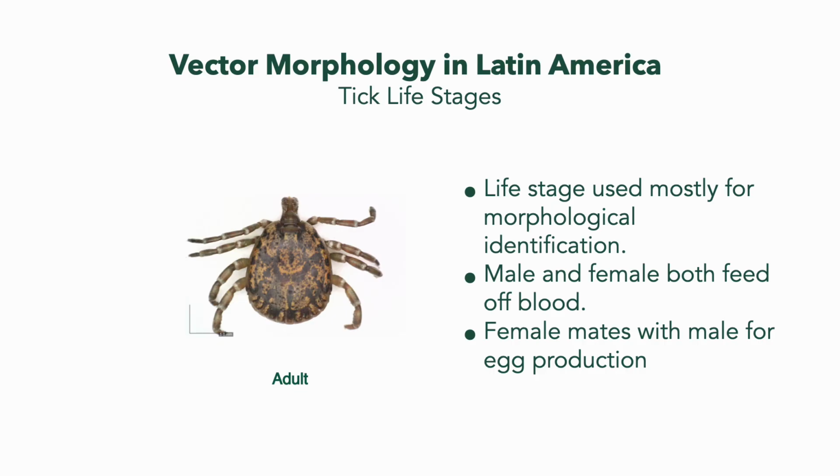Finally, in the adult stage, it is easier for researchers to morphologically identify the tick species. They are much larger and key features are more prominent. Because both sexes feed on blood, both male and female ticks can transmit diseases. Male ticks are significantly smaller than female ticks, as female ticks expand significantly as they produce eggs after mating.